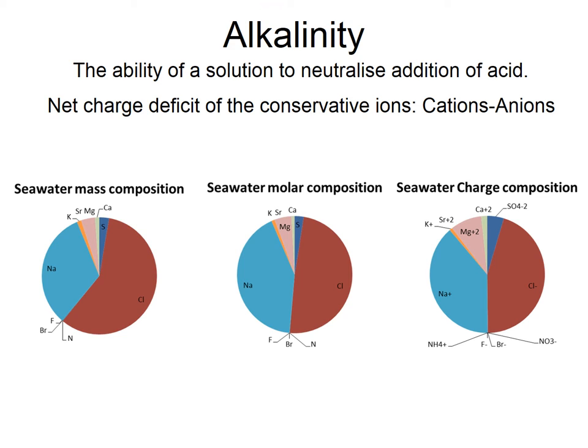If you work out how many moles of these things, you get a pie chart that looks a little bit like that. But if you then normalize that to the charge on each of those ions, you get a pie chart that looks like this. We've got the negative ones on this side and the positive ions on this side. And it looks like they kind of balance out, which is what you expect, because when you put your hand in the ocean, you don't get an electric shock. The ocean is electrically neutral.